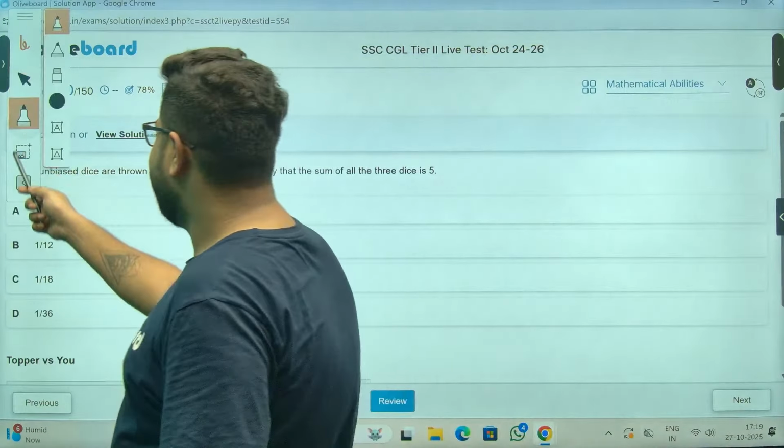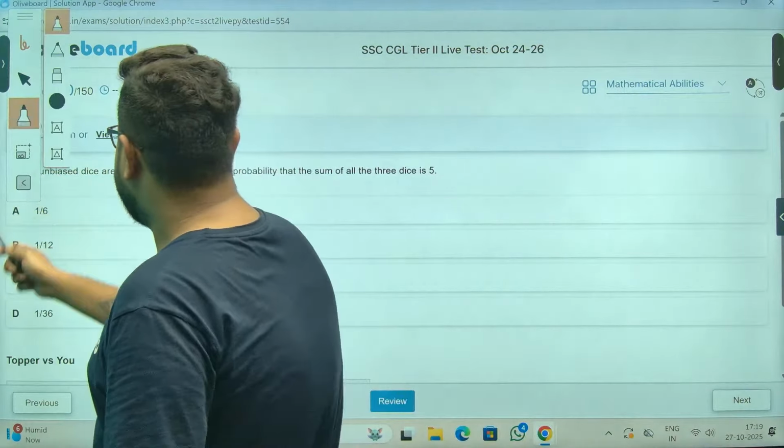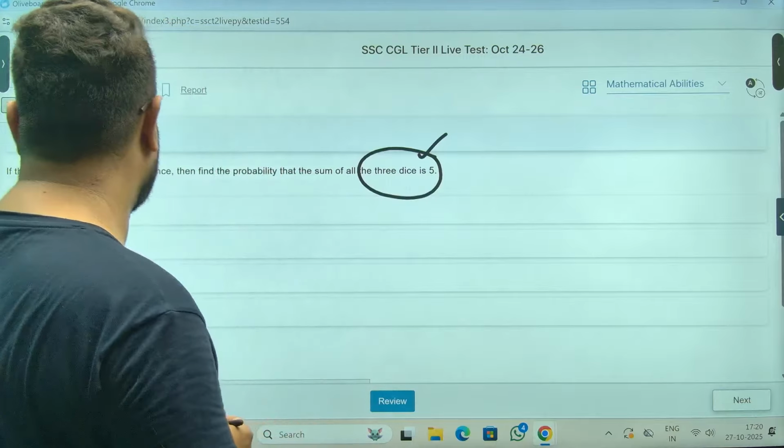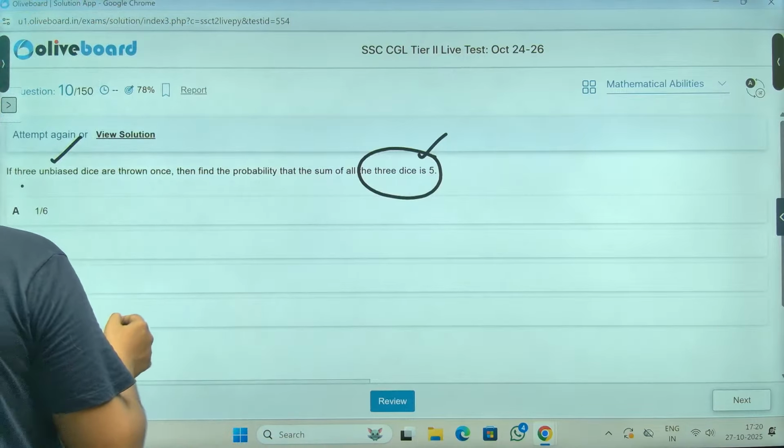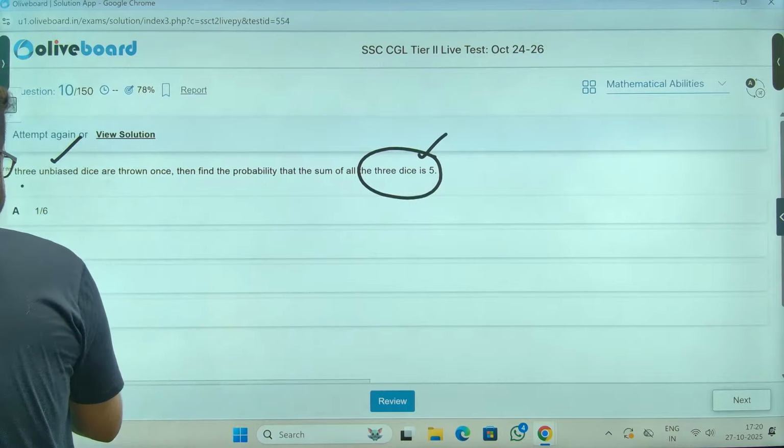Sir, next is a probability question. This is a good question. 3 unbiased dice are thrown once. The sum 5 happens 6 times, sir. So 6 by 216. Option D will be the answer. But again, I have to explain why I have said 6. There are shortcuts, but let's learn rather than going for them.